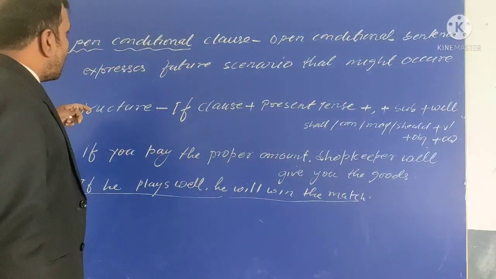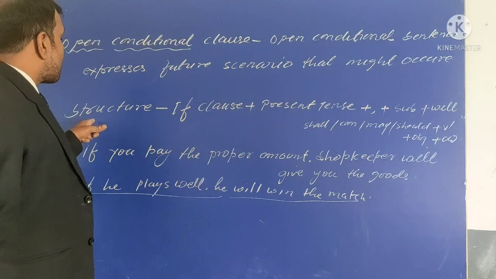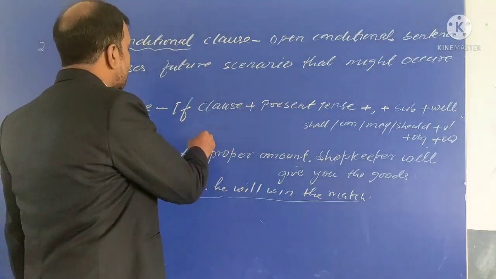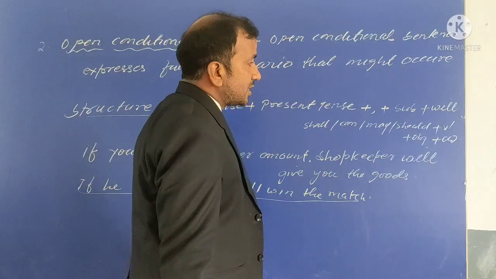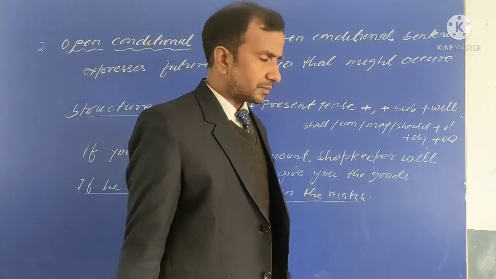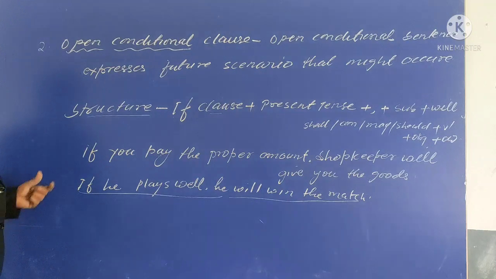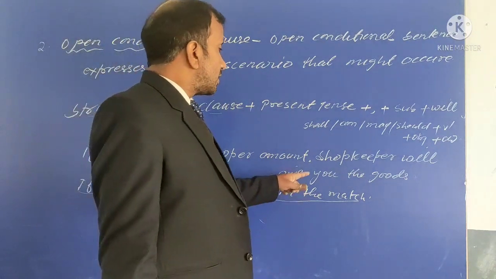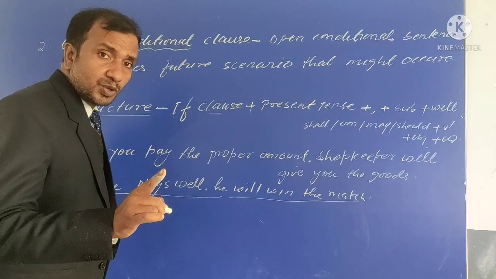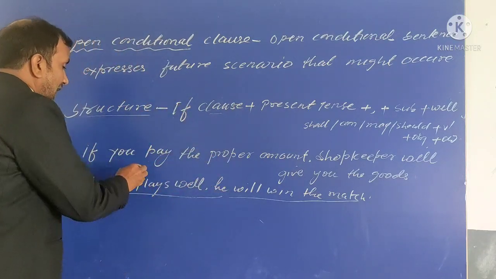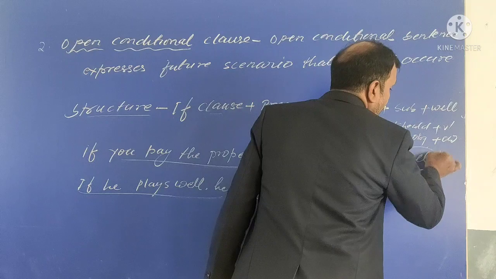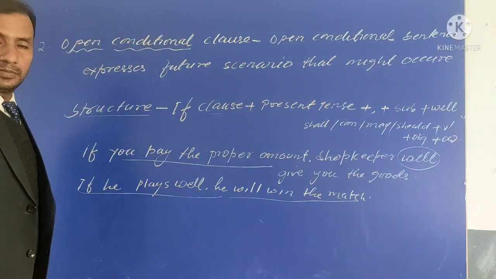To construct such a sentence, it is necessary that you have a clear knowledge about the structure. The structure is: if clause in present tense, then comma, then subject, and then will, shall, can, may, should, etc. Let's take an example. If you pay the proper amount, the shopkeeper will give you the goods. Here we have to pay attention that the first part is in present indefinite, while the second is formed by using will. This is the main term.